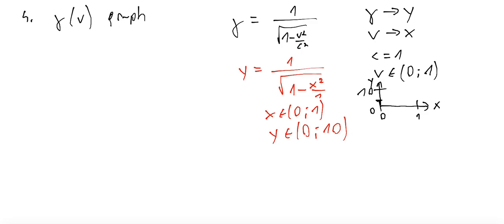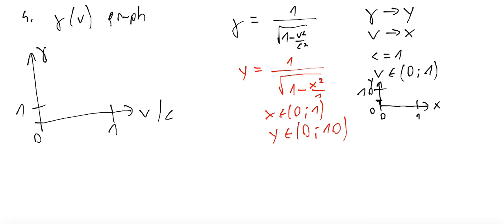Okay? You have to obtain something like this. So this is your v measured in c, this is 1, this is 0. The Lorentz factor cannot be less than 1, so we have two asymptotes, for y equals 0 and for x equals 1, and you have to obtain something like this. The Lorentz factor is very, very, very close to 1 for a long time, and then it increases rapidly up to infinity if v is closer to c. Okay, so this is your solution.